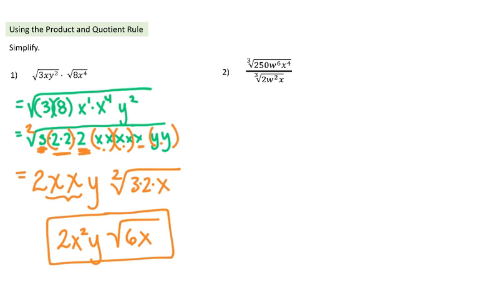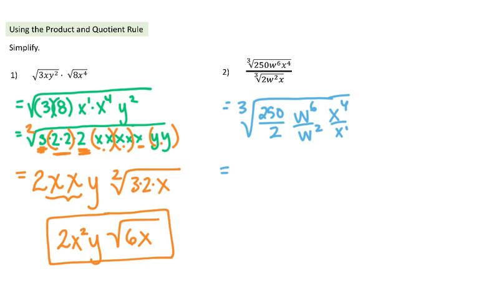Okay, last problem. Again, we can combine and put them all in the same cube root. So we're going to have 250 divided by 2, w^6 divided by w^2, x^4 divided by x^1. And that will simplify quite a bit. So we'll have the cube root of 125. This is going to be w^6 minus 2, which is w to the 4. 6 minus 2 is 4. And then x^4 minus 1 is 3.